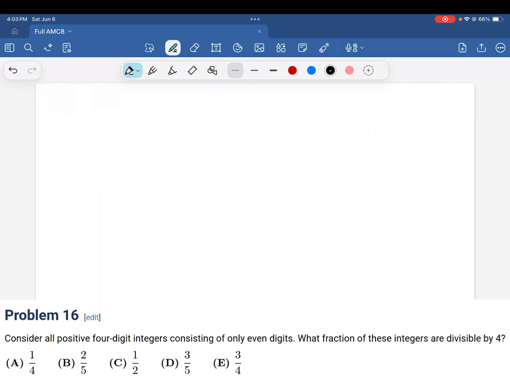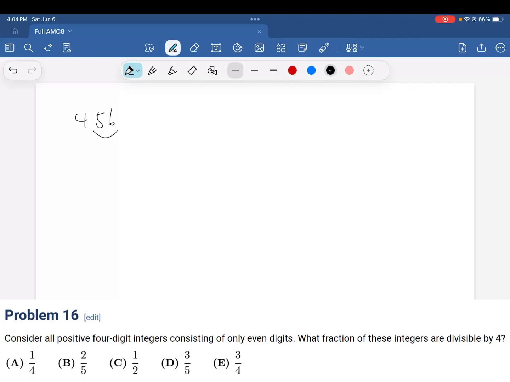Problem 16. Consider all positive 4-digit integers consisting of only even digits. What fraction of these integers are divisible by 4? If you remember the divisibility rule of 4, let's say 456, we only care about these two final digits. If 56 is divisible by 4, then this whole number would be divisible by 4. 56 is indeed 4 times 14, so it is. So this whole number is divisible by 4.